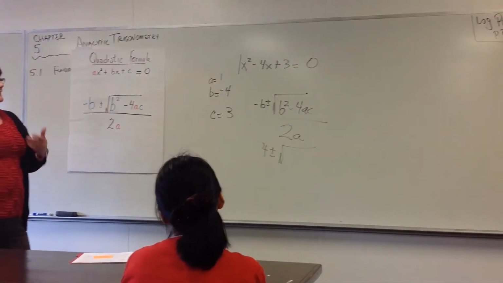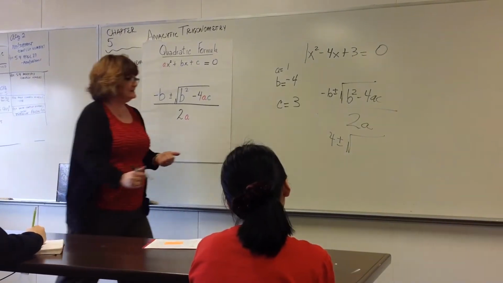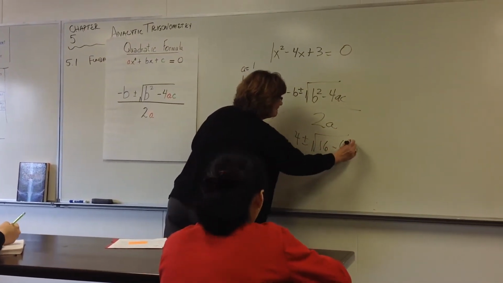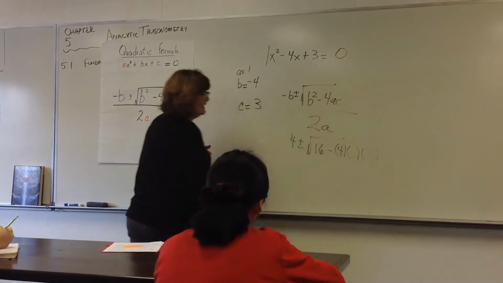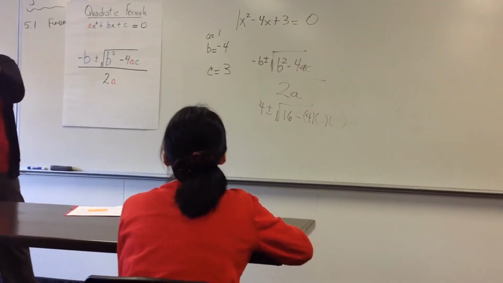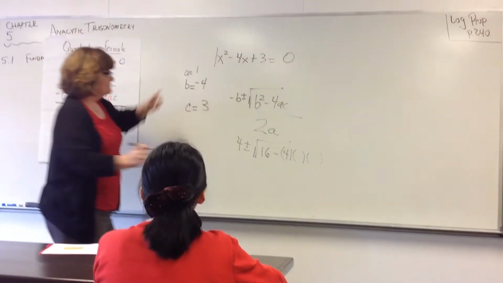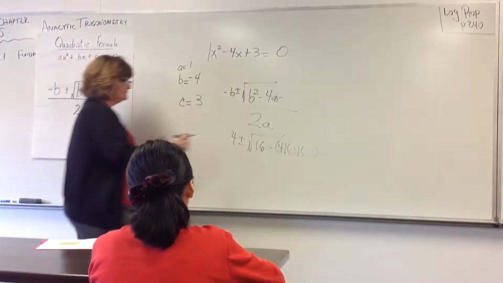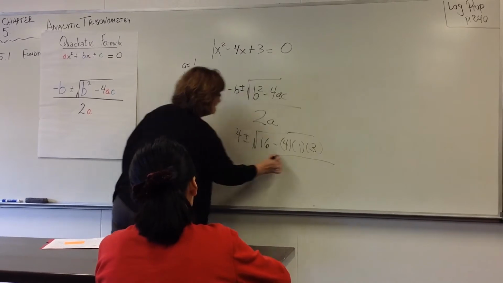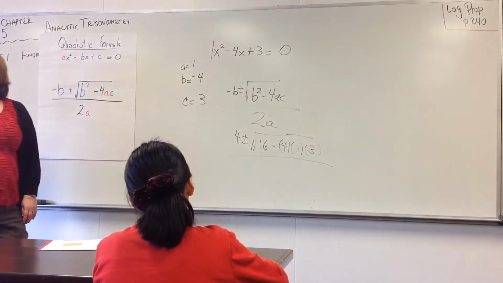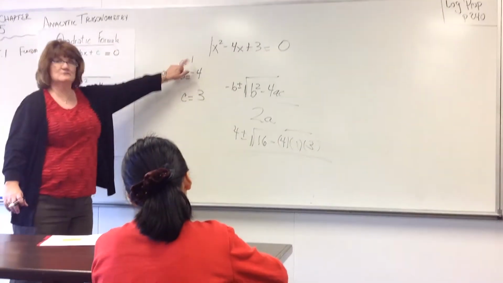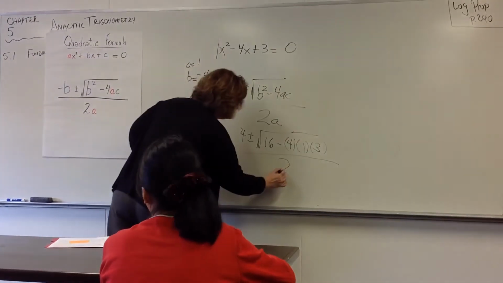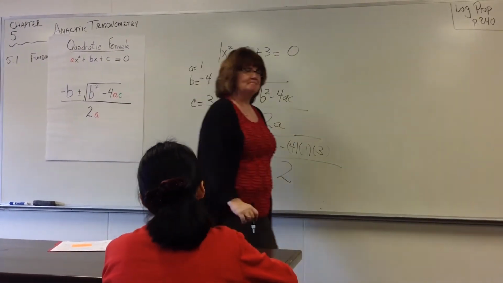Squared. Negative 4 squared, 16. I'm going to plug in my A and my C. A is 1. C is 3. All over 2A. In this particular case, A is 1, so it's just going to be 2. So far, so good.